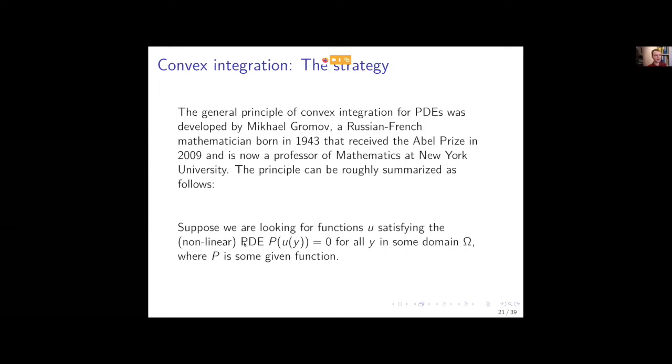I'm giving the general strategy. So if you have your own PDE at home, not necessarily the Euler equation, you could try to follow that strategy and find out new things about that equation. So we're looking for functions u satisfying a usually nonlinear PDE, P of u(y) equals 0 for all y in some domain omega, right? So again, if you come back to my example, here we're looking for the pair velocity and pressure that satisfies this equation here, okay? But this can be any nonlinear PDE, right?